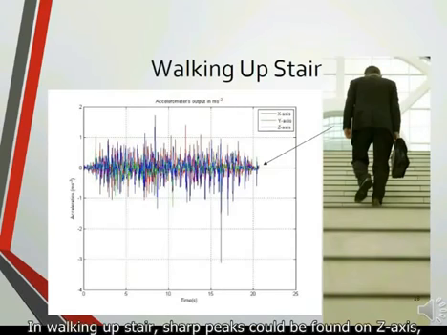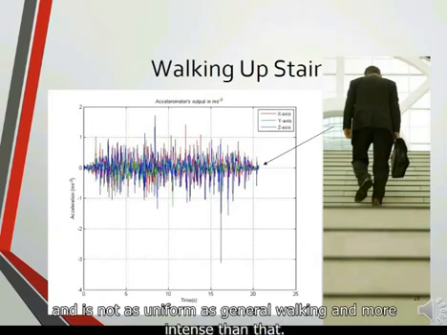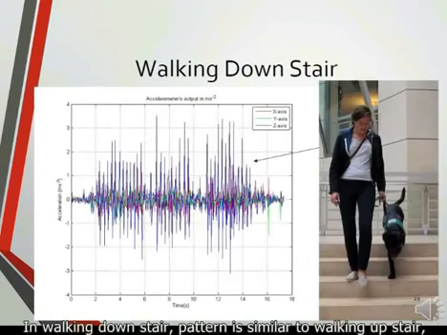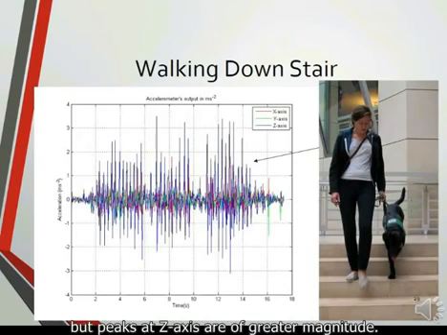In walking upstairs, sharp peaks can be found on the Z-axis, and they are not as uniform as in general walking and more intense than that. In walking downstairs, the pattern is similar to walking upstairs, but the peaks on the Z-axis are of greater magnitude.